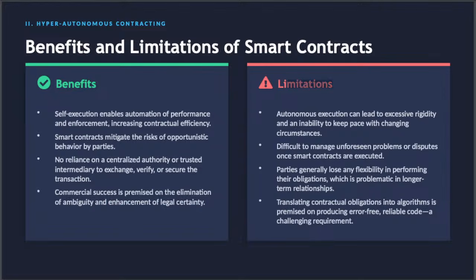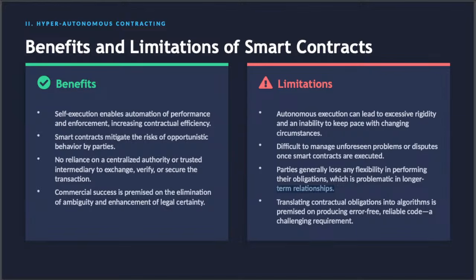But the limitations are the autonomous execution can lead to excessive rigidity and an inability to keep pace with changing circumstances. What happens when it starts to run amok? It can be difficult to manage the unforeseen problems or disputes once smart contracts are executed. Once it goes into motion, how do you stop it? Parties generally lose any flexibility in performing their obligations, which is problematic in long-term relationships.